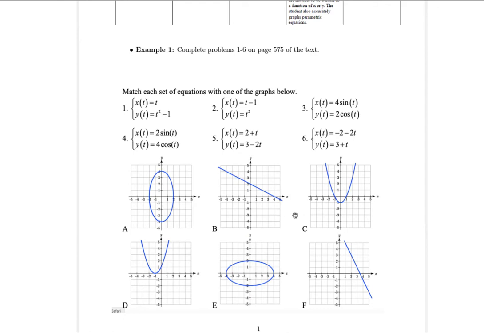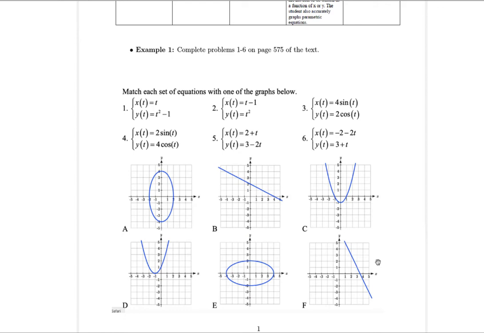So what we're going to do is take these 6 parametric equations and try to figure out which of these graphs go along with them. So this is something I definitely want you to pause and try to see if you can figure out which is which here. Okay, so hopefully now you've got your 6 guesses after pausing the video and working through that.